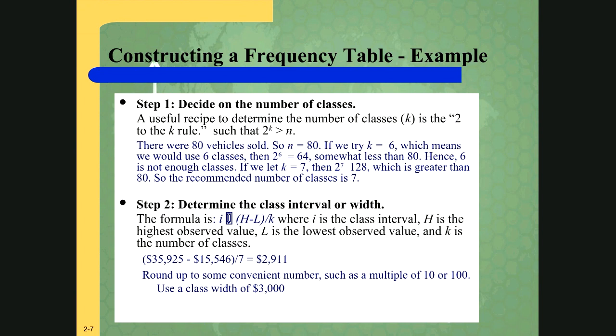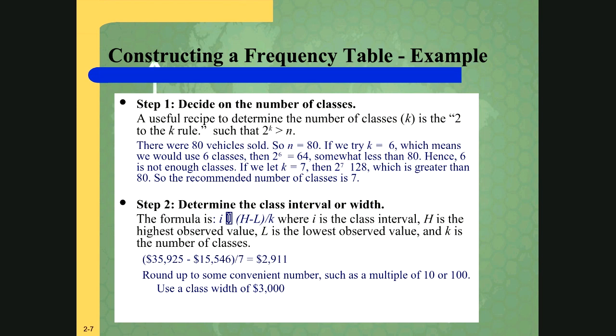All right, so we're going to construct a frequency table. This is an example. First thing you have to do, decide on the number of classes. The useful recipe to determine the number of classes is the 2 to the k rule, such that 2 to the power of k is greater than n.